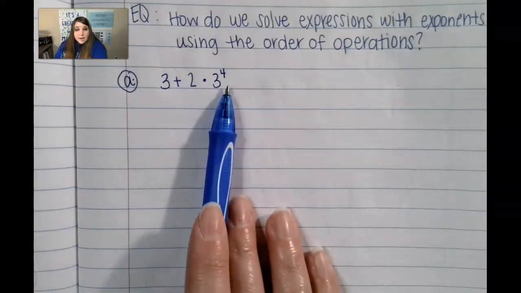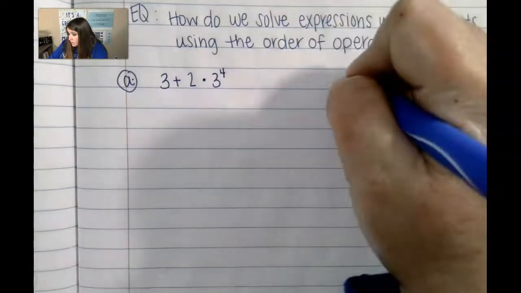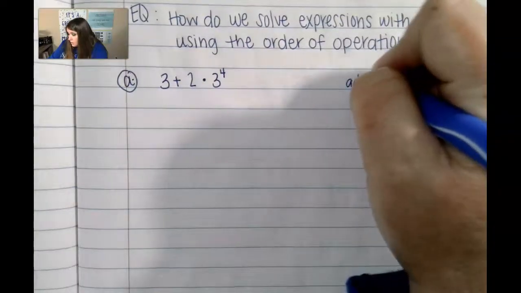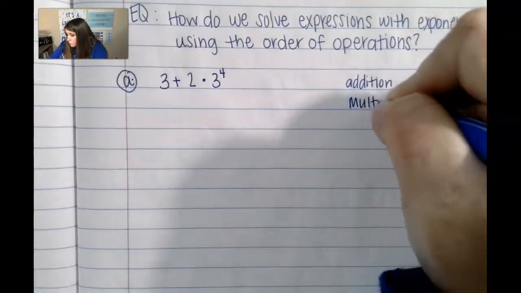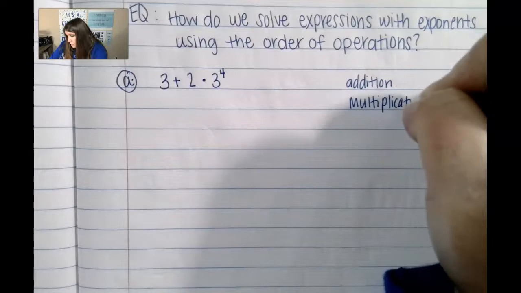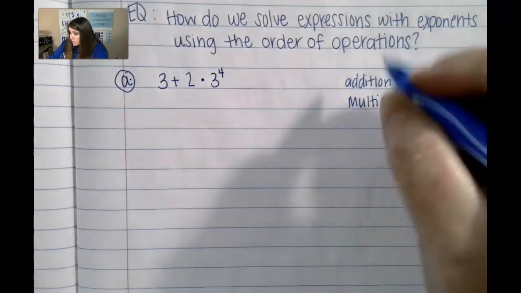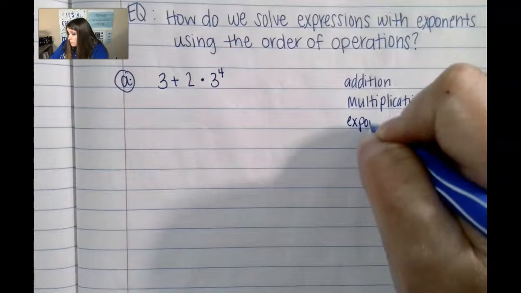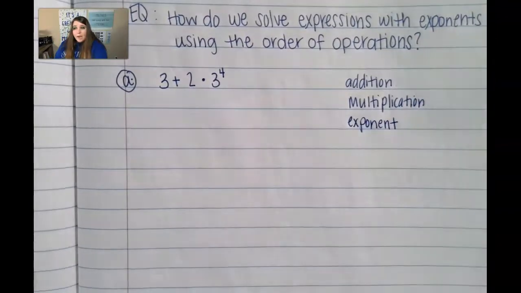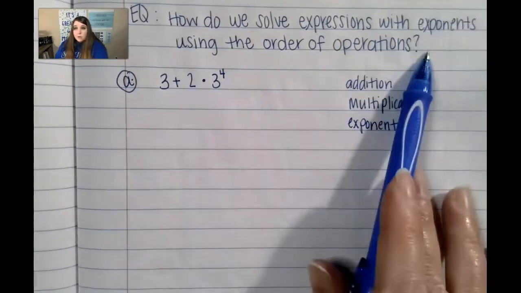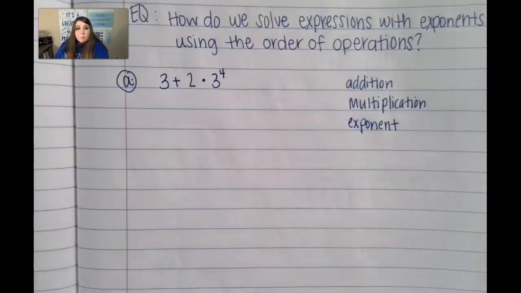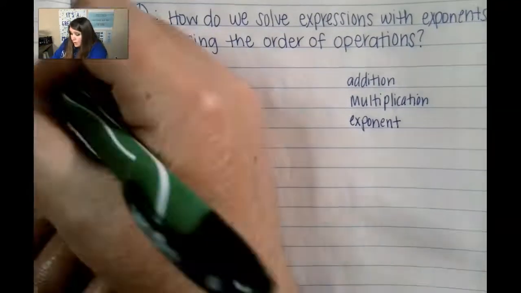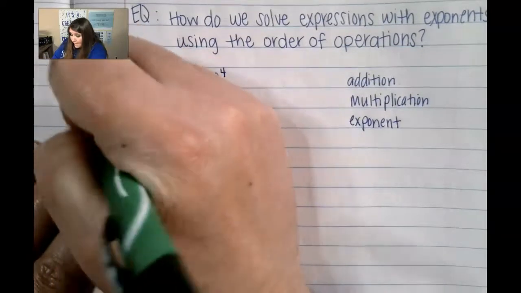The operations that I have here, I have addition, I have multiplication, and I also have an exponent. So this right here tells me right away that I need to use the order of operations because there's more than one step in order to solve this problem. So I'm going to make myself a little checklist because I don't want to miss anything.